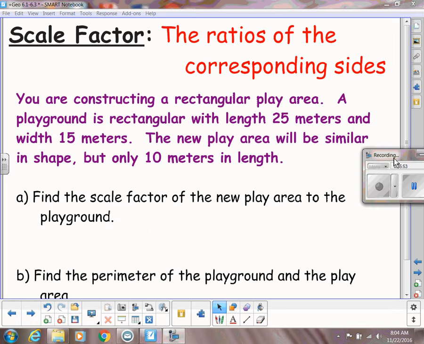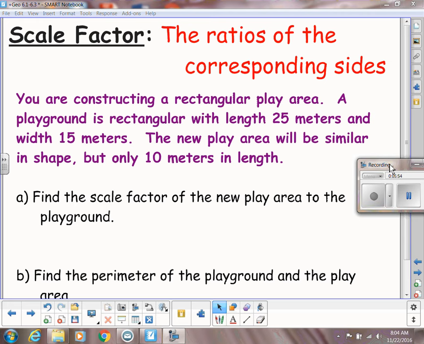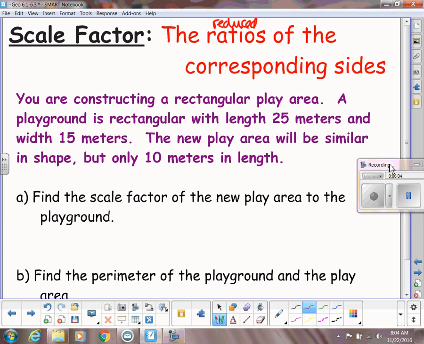All right, so scale factor. We've talked about scale factor when we were doing dilations, and remember that's just the ratio of your corresponding sides. And I will add in here, it's the reduced ratio of the corresponding sides, so make sure you reduce your fraction.